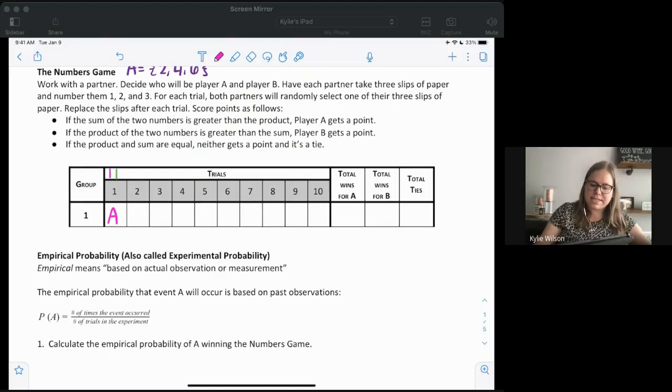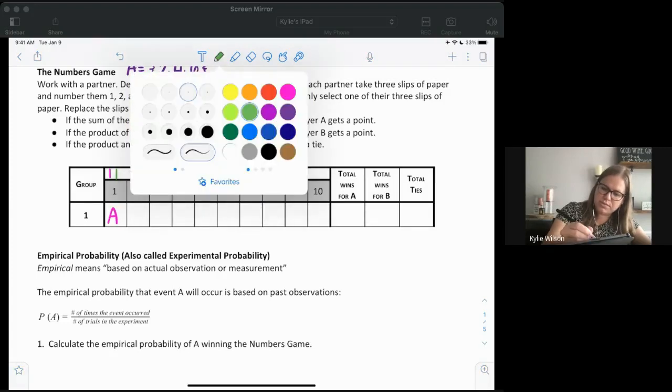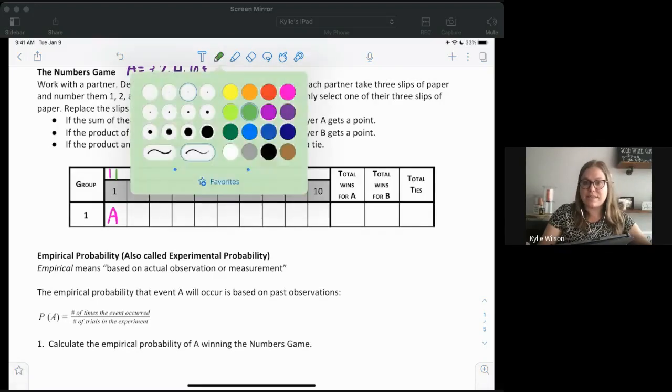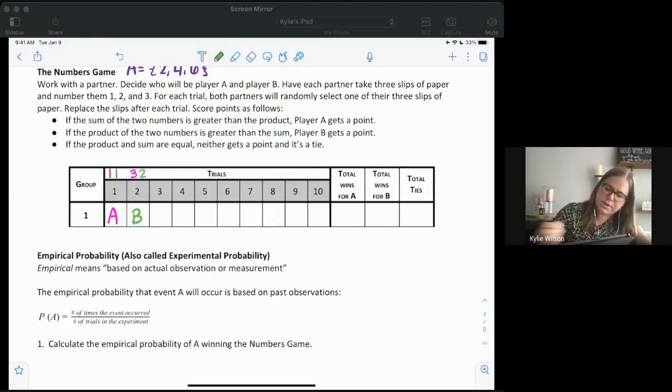Let's say for trial 2, I'm kind of just making this up as we go along, because that's the best way we can do it. For trial 2, let's say that player A rolls a 3, player B rolls a 2. In this case, the product is 6 and the sum is 5. So player B wins.